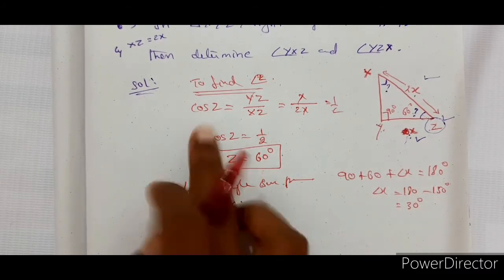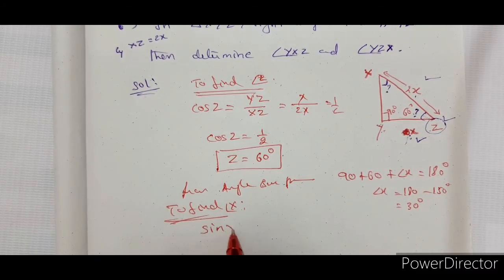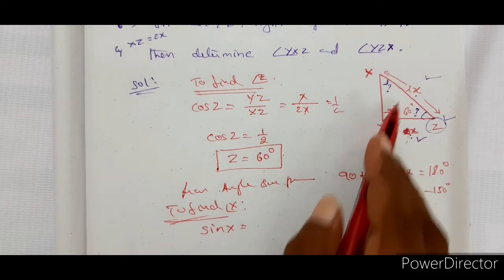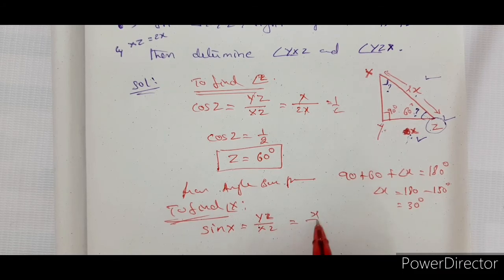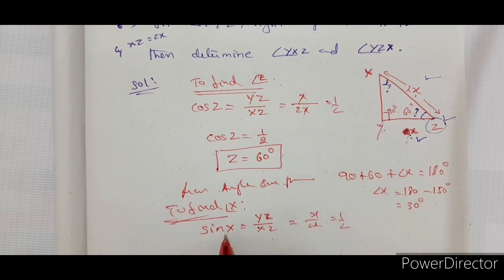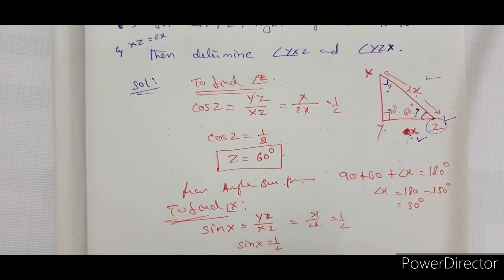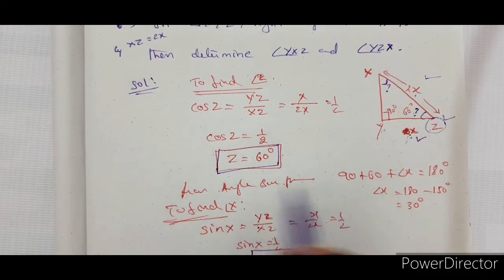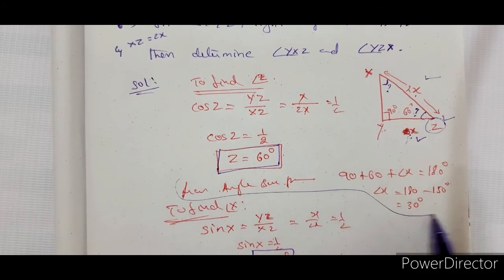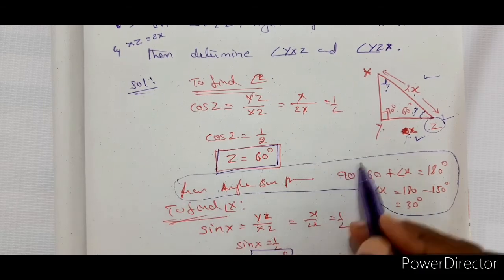So to find angle X, I'll take sine. Sine X is equal to opposite by hypotenuse. So YZ by XZ, that is x by 2x, which is equal to 1 by 2. So sin x is equal to 1 by 2 means x is equal to, yes, 30 degrees. So we got the answer. This one, you can use for verification.